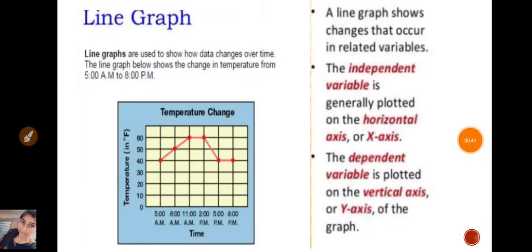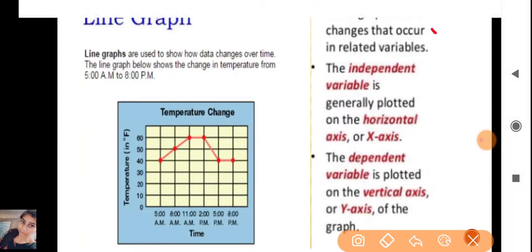So the definition here says a line graph shows the changes that occur in related variables. That means if two variables are there, as in this figure, time and temperature, the relative changes are shown by different values, and these values are related to each other. They are related variables, so this can be shown by using a line graph.